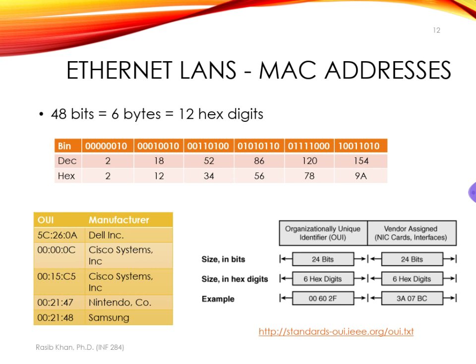So for example, if Dell is manufacturing a network interface card, or NIC, the MAC address for that network interface card would start with 5C260A followed by 6 hexadecimal digits which are specific to that device. And that is how MAC addresses are created, and they are very specific to the hardware. This format applies to both the source and destination MAC addresses.